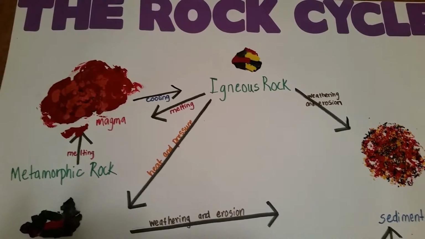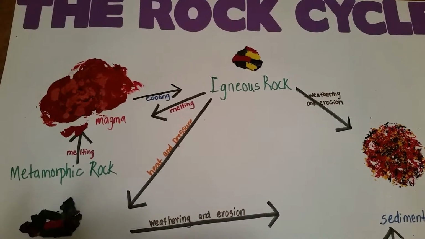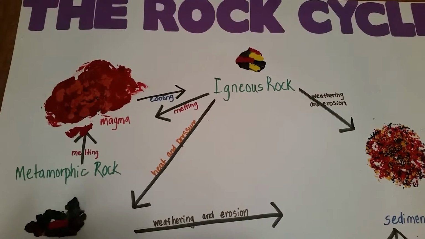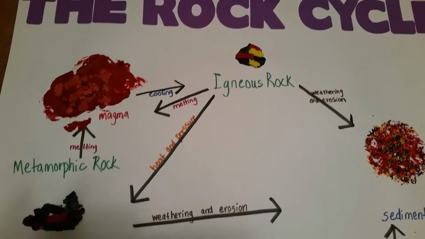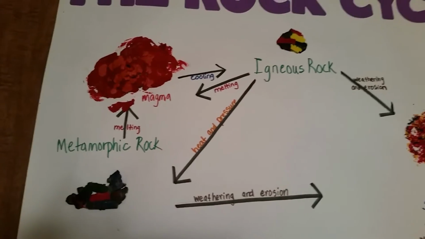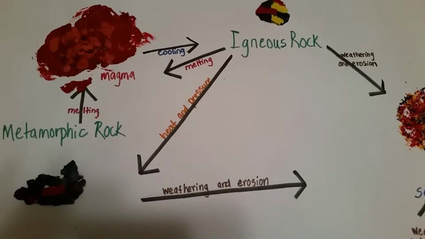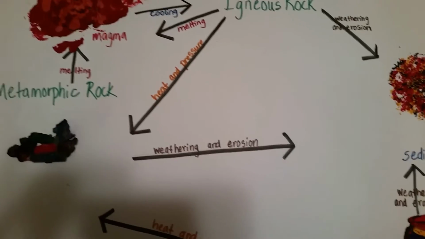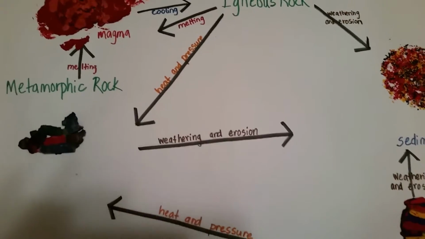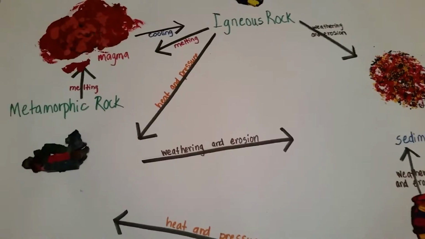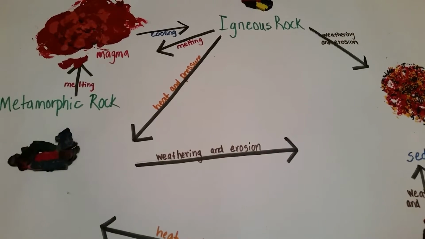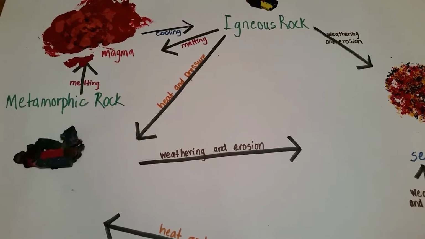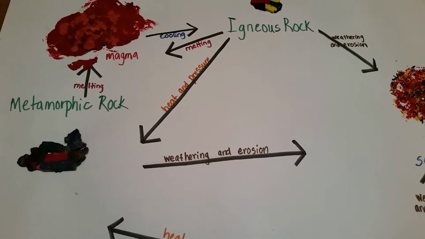There are different processes that create different rocks, such as heat and pressure. Heat and pressure are when the heat of the magma and pressure of the rocks on top of it make into a new rock. Weathering and erosion. Erosion is when rocks and sediments are picked up and moved to another place by ice, water, wind, or gravity. Weathering physically breaks up rocks and results in sediment.